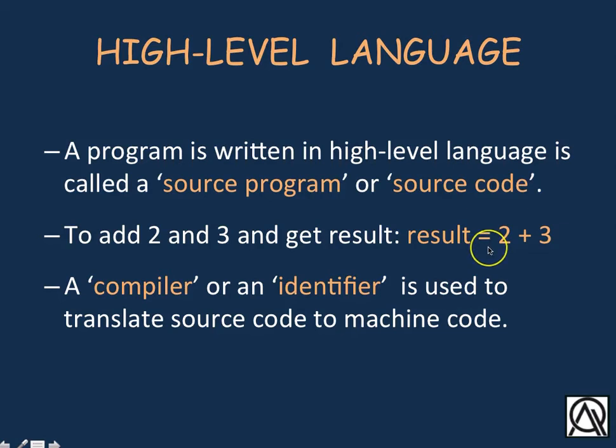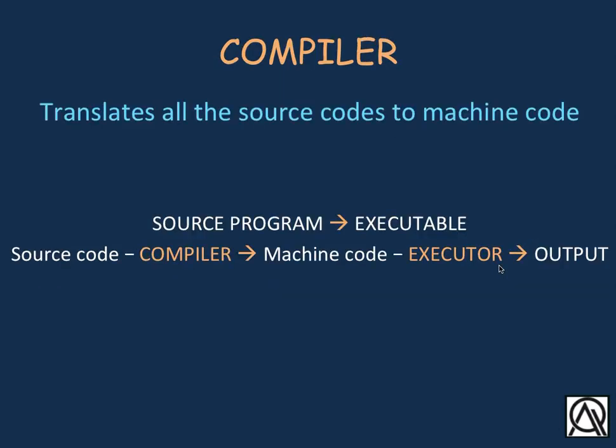So let's see how we can translate this statement to machine code using a compiler. Basically, a compiler translates all of the source code into machine code. We have a source program or source code. We will use a compiler to get an executable. An executable is a file that can be executed by our computer.